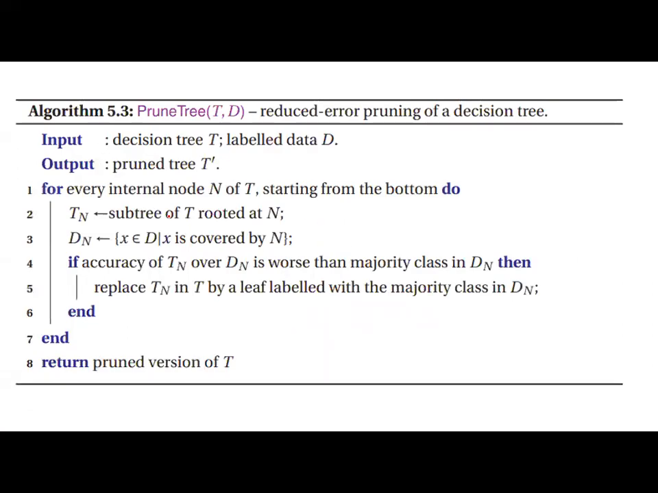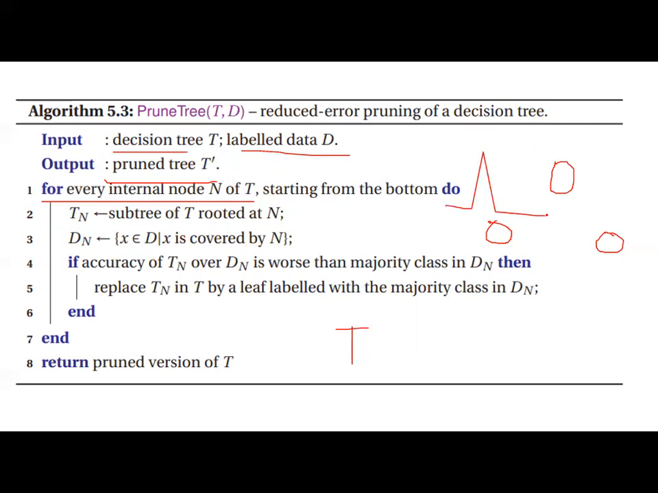Now, the algorithm for reduced error pruning. Input is a decision tree T and labeled set D. Now we will get the pruned tree, T dash. For every internal node n of T, internal node, not leaf, starting from the bottom, do Tn equal to the subtree of T.